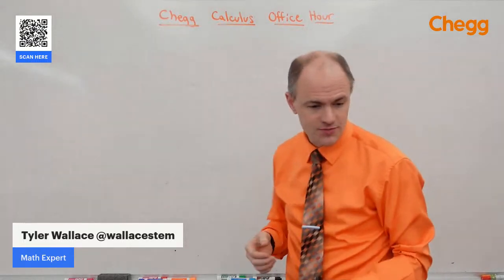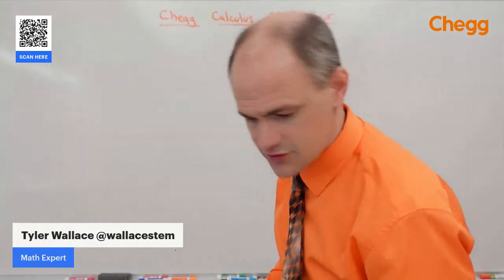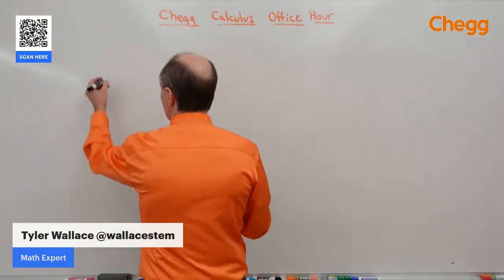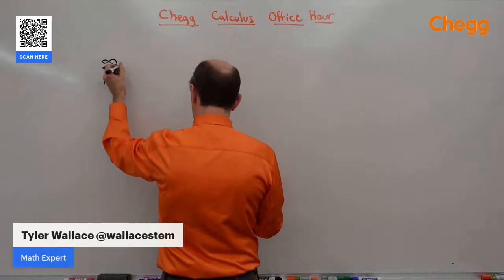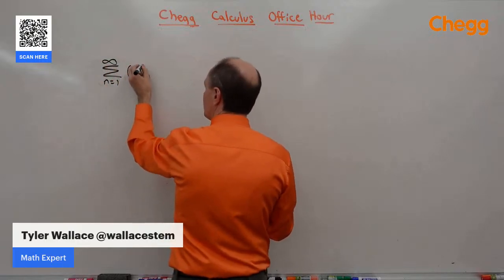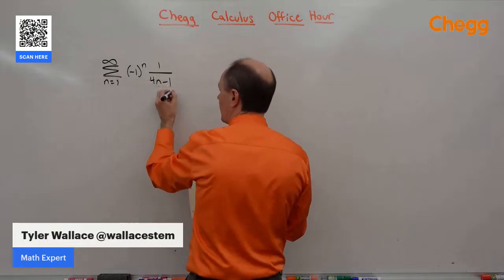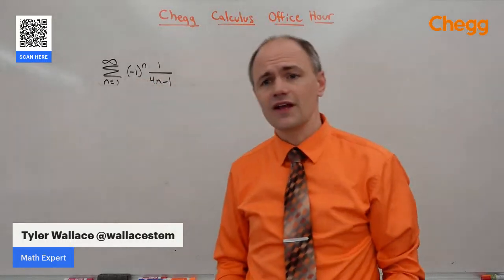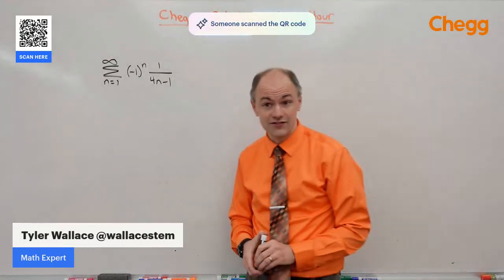I mentioned we were going to do some series, and there was specifically a request for alternating series. So let's take a look at the sum as n goes from 1 to infinity of -1 to the n times 1 over 4n minus 1. We don't really care what the answer is. What we really want to know is, does it converge or does it diverge?